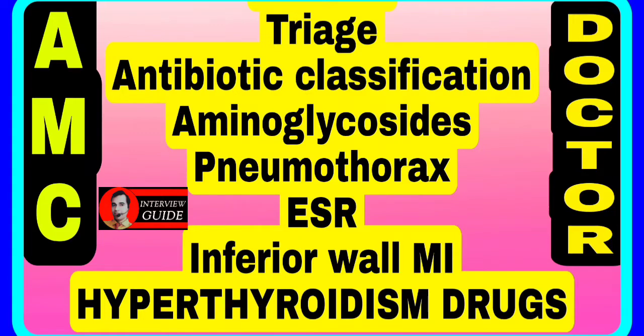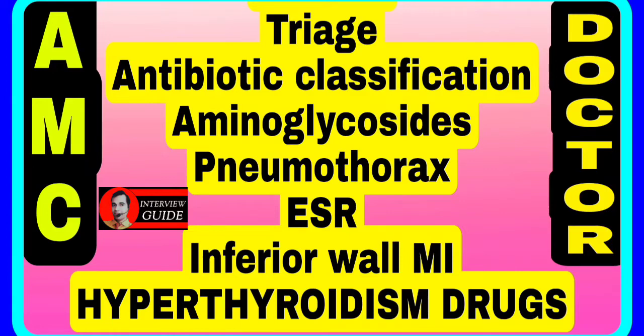The patient of an inferior wall MI may present with chest pain, pallor, low volume pulse. Bradycardia may be present due to vagal stimulation. Diaphoresis is present. A sick looking patient is generally there.